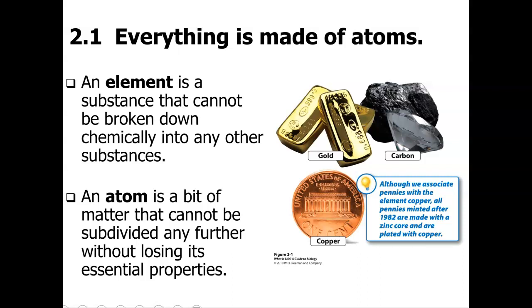First off, everything's going to be made up of atoms. Atoms are going to be the smallest unit or bit of matter that are part of that element. So you have an element, which is a substance that can't be chemically broken down to any other substance. And then if you have one piece of that element, that will be your atom. So it's going to be the smallest unit of that element.